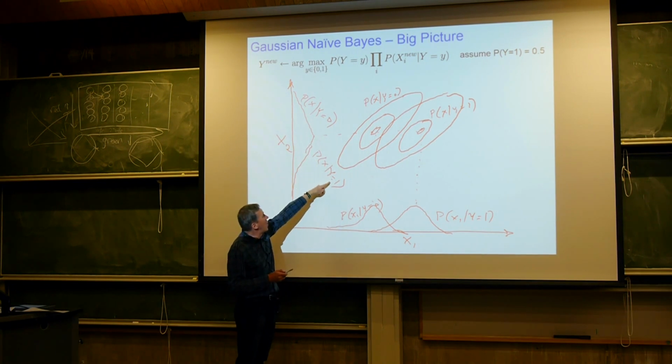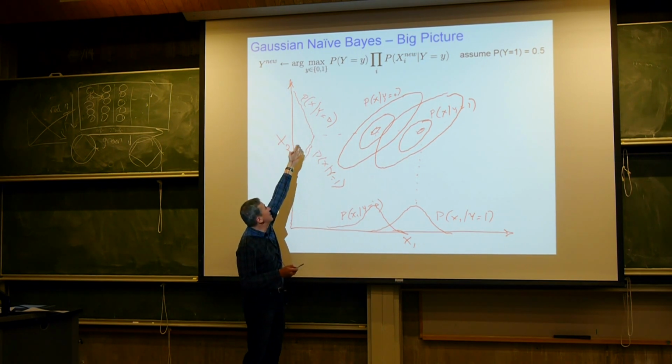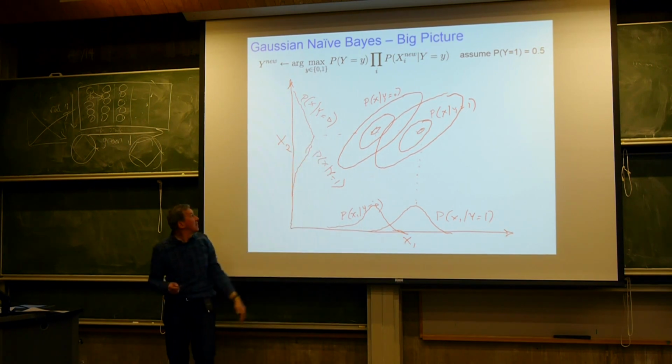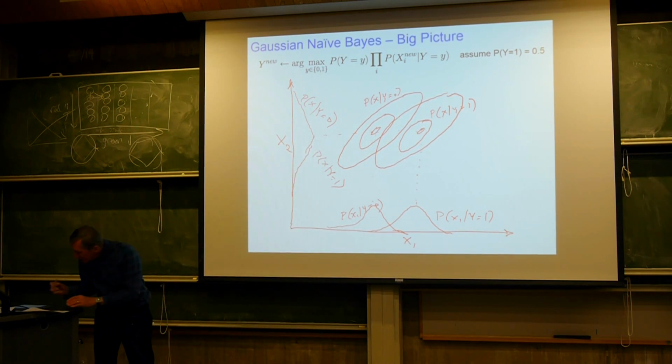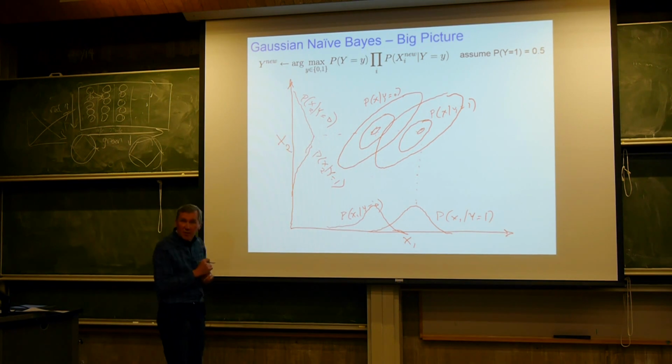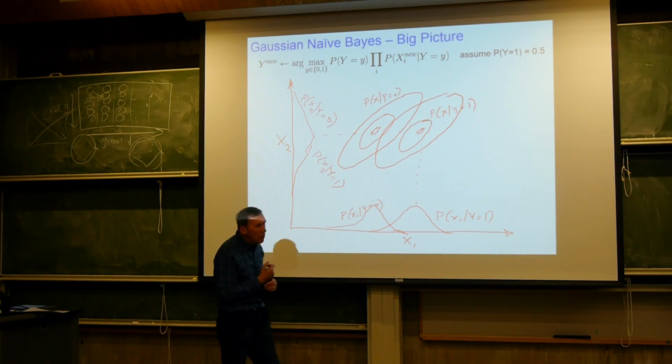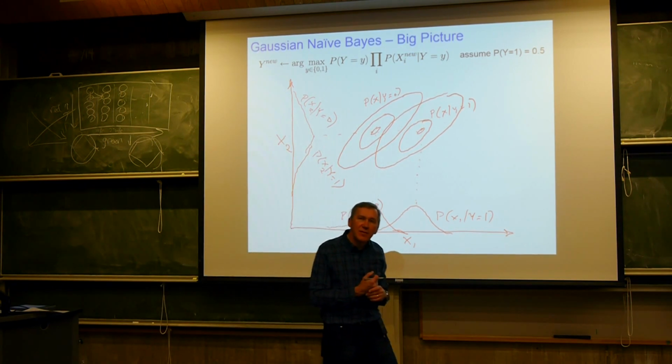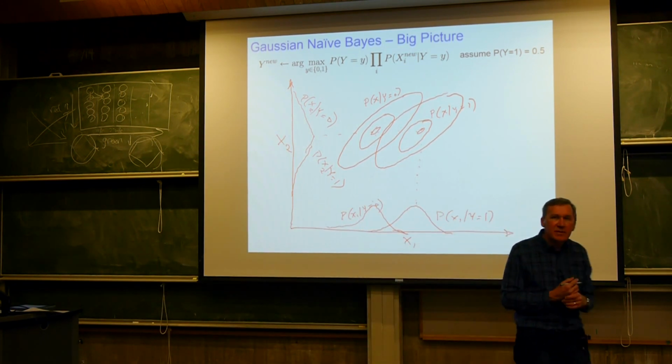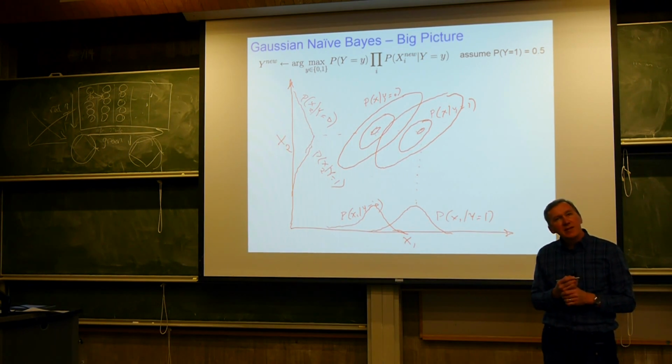Because p of x given y equals 1 is exactly the same distribution as p of x. I'm sorry, I should put a little 2 there. This is x2 that I'm talking about. Right? So that's clear? All right, so then given that, what's the linear decision surface that I will learn with this Gaussian naive Bayes classifier?